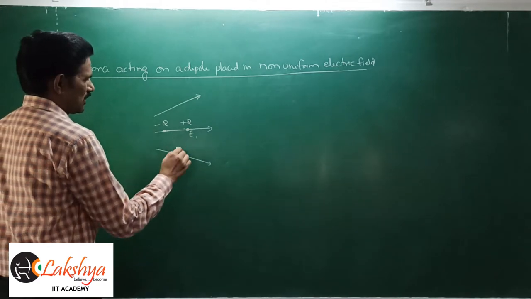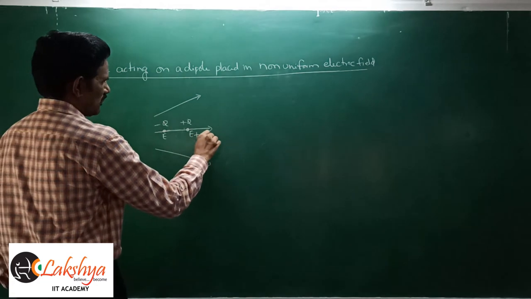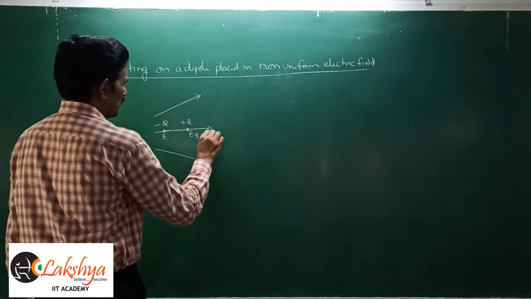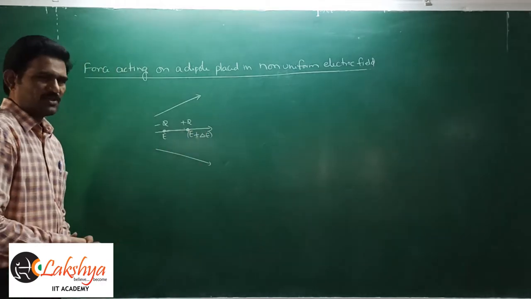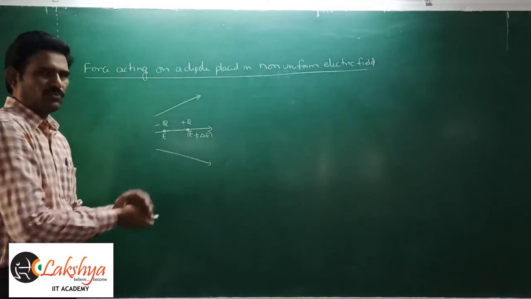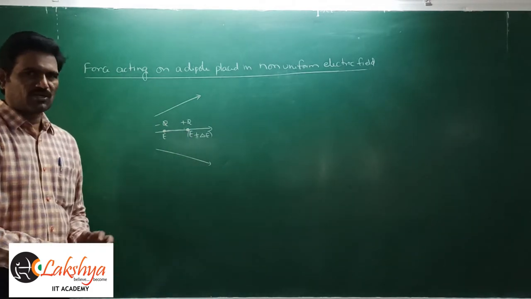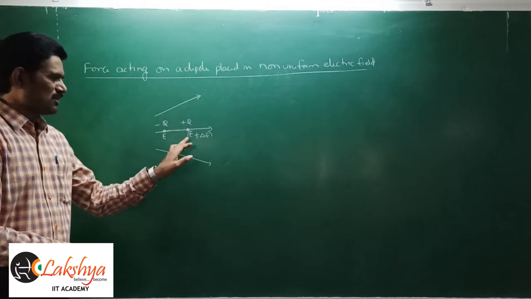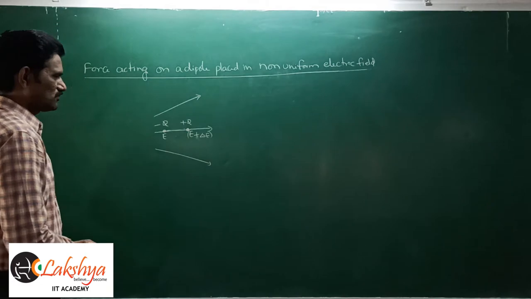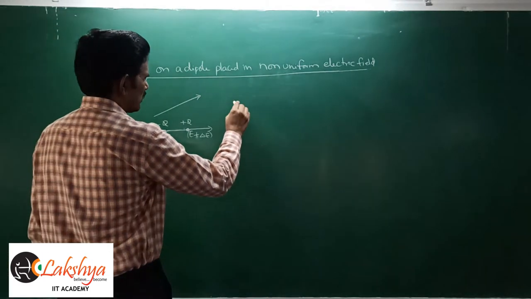Suppose the electric field here is E, then here the field will be E plus dE, or E plus delta E. That means the field is changing as you travel from the position of the negative charge to the positive charge, so it is a non-uniform electric field. Here the field is E, and here the field is E plus delta E.